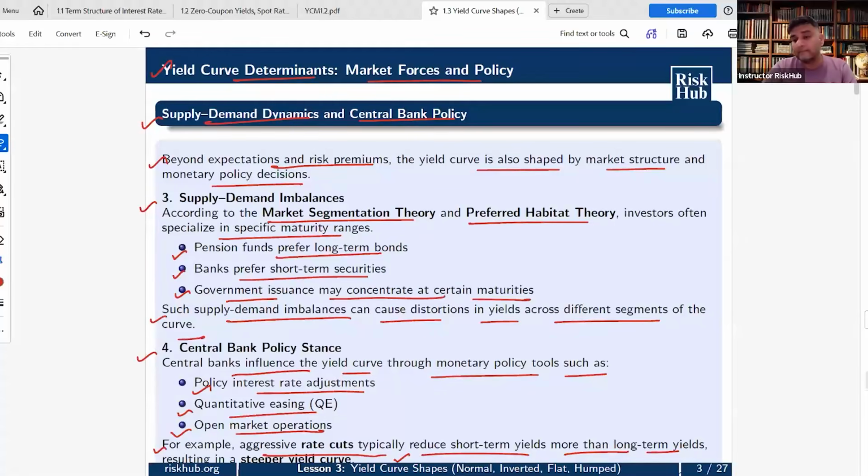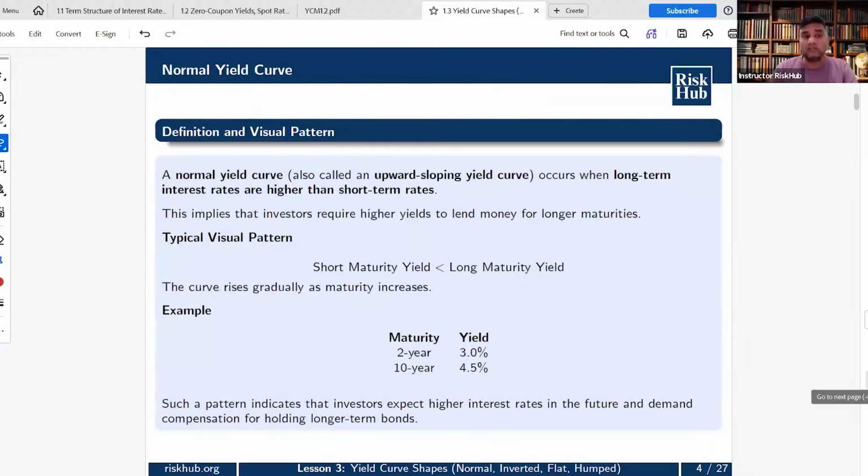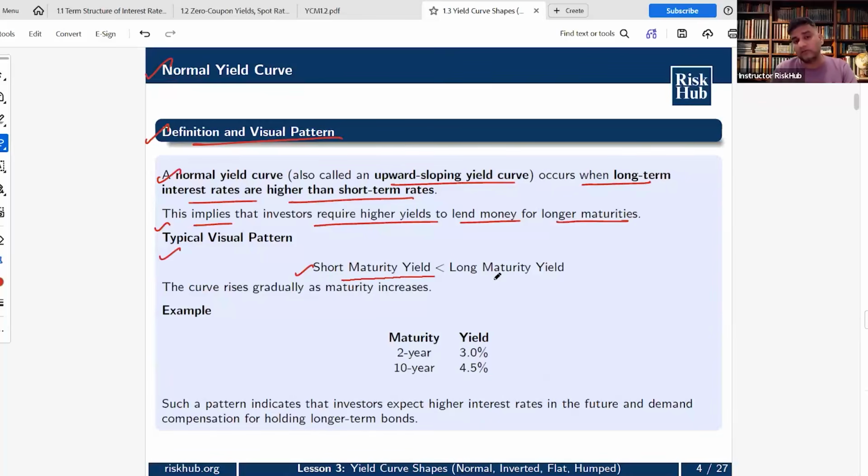Okay. Then we get into the next part, which is the normal yield curve: definition and visual pattern. The normal yield curve, also called the upward sloping yield curve, occurs when long-term interest rates are higher than short-term interest rates. This implies that investors require higher yields to lend money for longer maturities. Typical visual pattern: short maturity yield is less than long maturity yield. The curve rises gradually as maturity increases. Example: maturity 2 year, yield 3%; 10 year, 4.5%. Such a pattern indicates that investors expect higher interest rates in the future and demand compensation for holding long-term bonds.